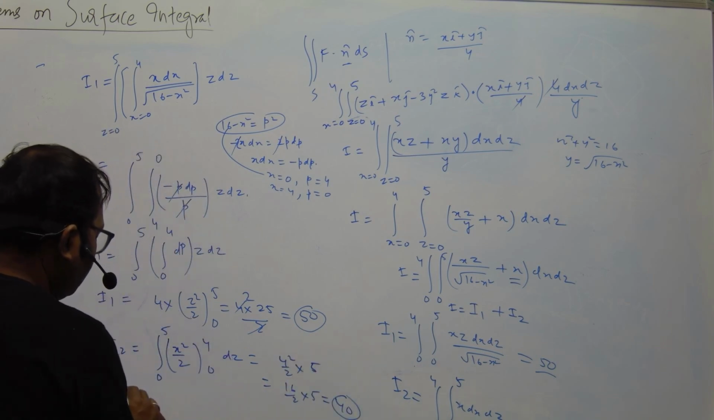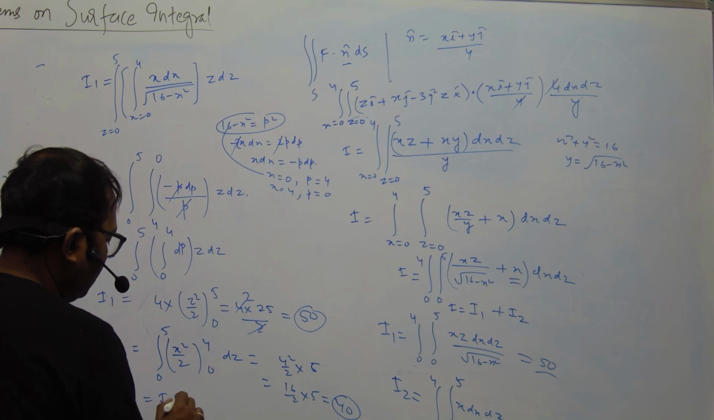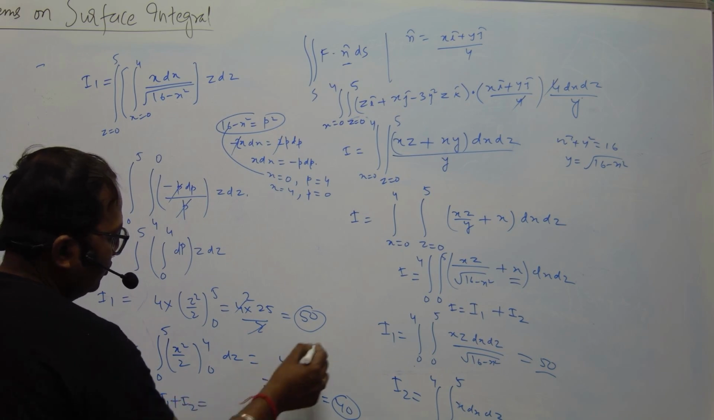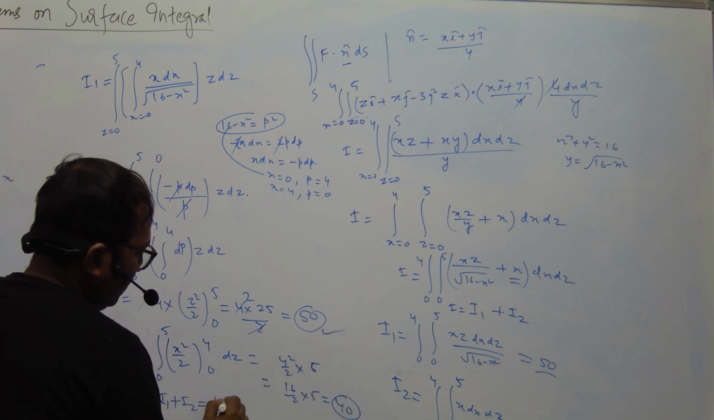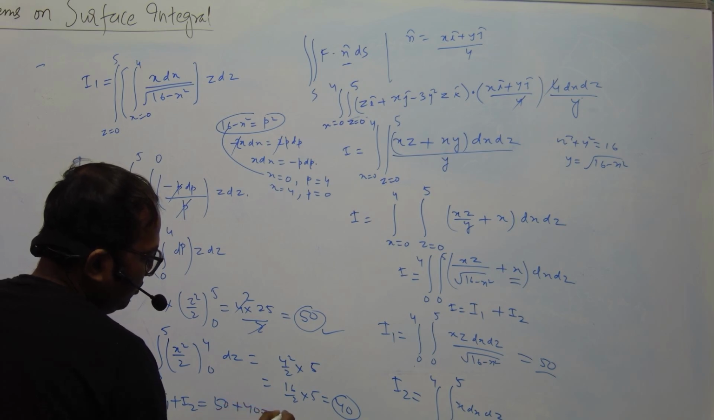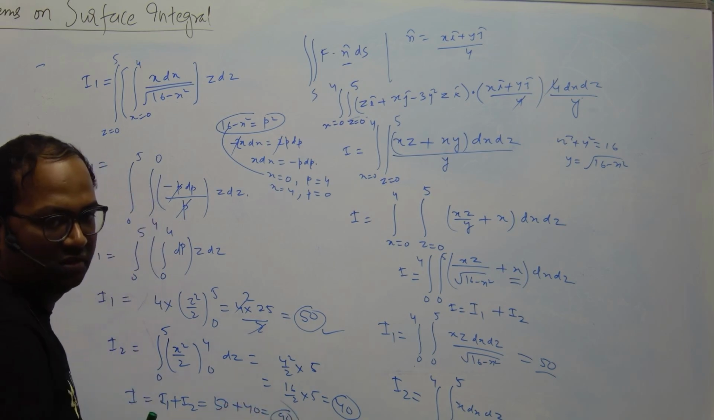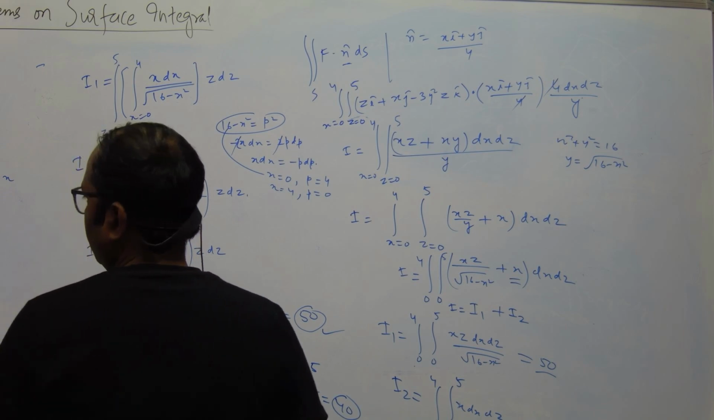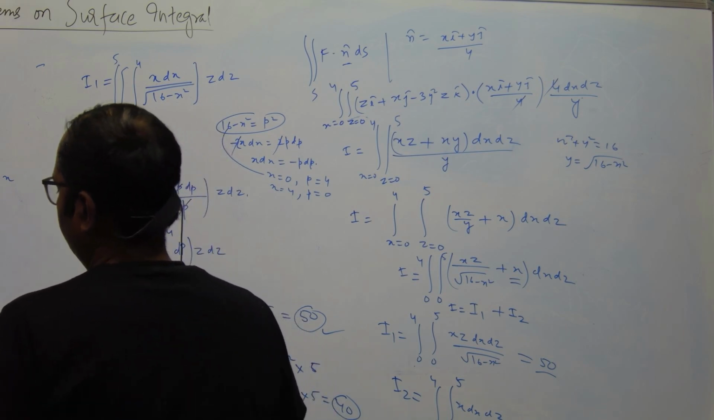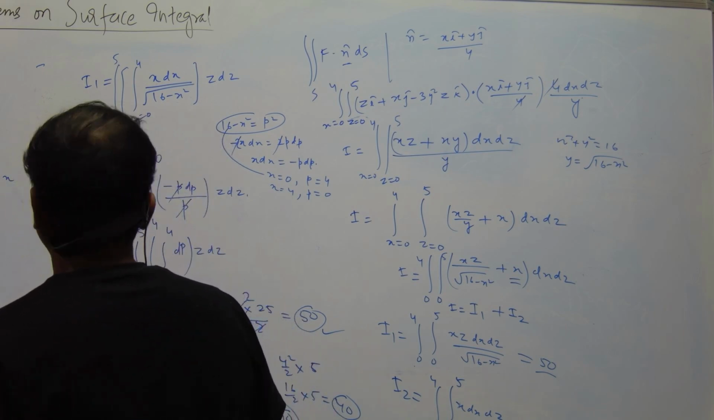The value of I is I1 plus I2. This is equal to 50 plus 40, which equals 90, the value of the integral. This is question number 2. So let us discuss question number 3.